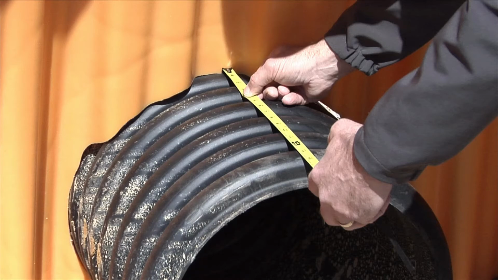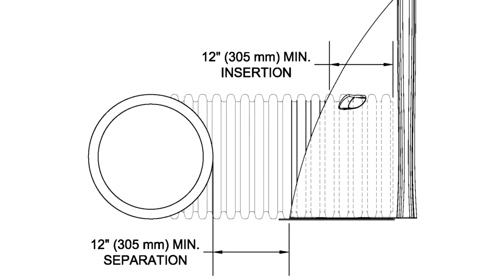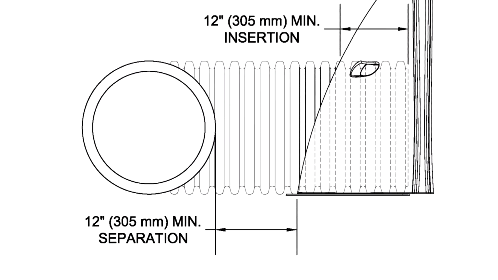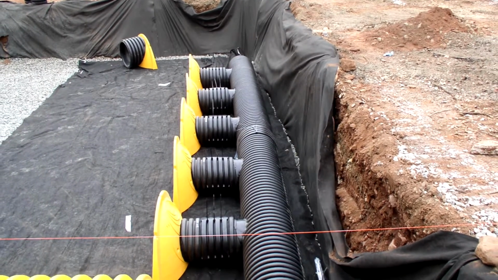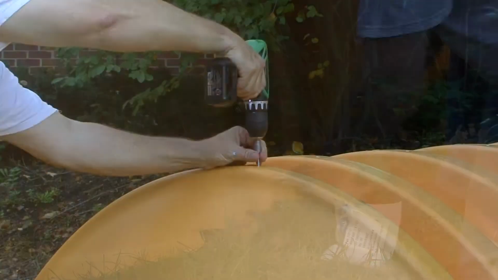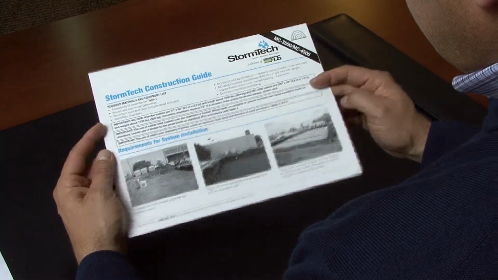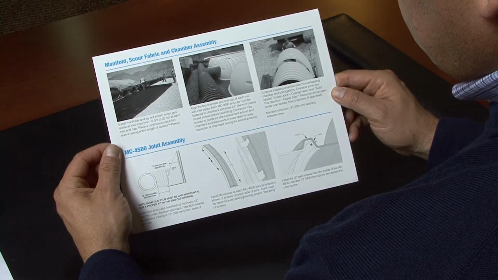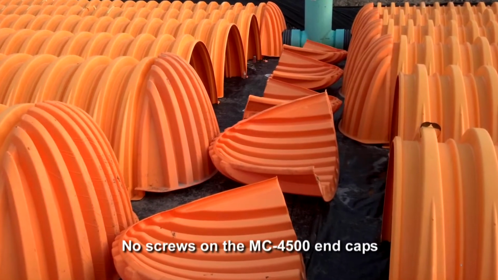The manifold pipe must be inserted a minimum of 12 inches into the end caps, while the header manifold must be a minimum of 12 inches away from the end cap. Be sure there is a tight fit between the pipe and the end cap so that there are no gaps for embedment stone to pass. For the MC3500, use 3 screws to secure the end caps. The specific types and locations of screws to be used are detailed in the StormTech construction guide. No screws are required for the MC4500 end caps.